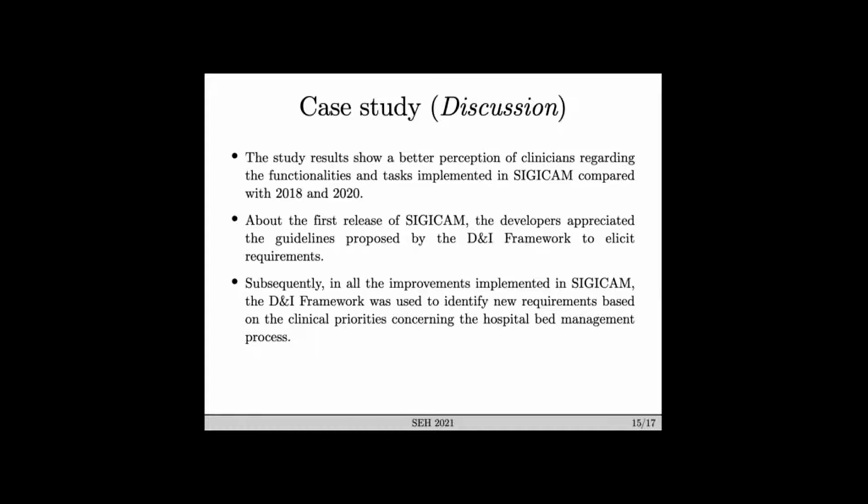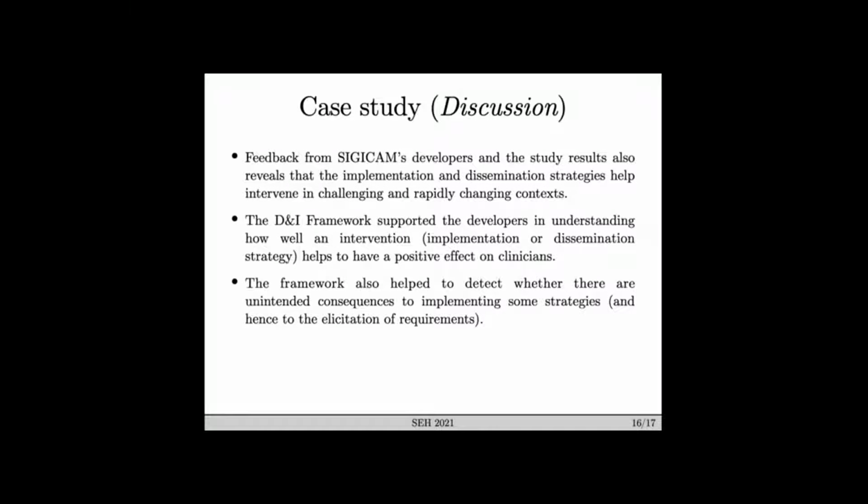to release the requirements. So we know that these preliminary results do not allow us to bridge the requirement elicitation using the GI framework with the results of the health issues questionnaire, but we can interpret the results of the questionnaire from the point of view of the CGCAM developers and the feedback of the clinicians. So the feedback from CGCAM developers and the study results reveal that the implementation and the dissemination strategy help intervene in challenging and rapidly changing contexts. We also realized that the framework also helped to detect whether there are unintended consequences of implementing some strategy, and hence helped with the elicitation of requirements.